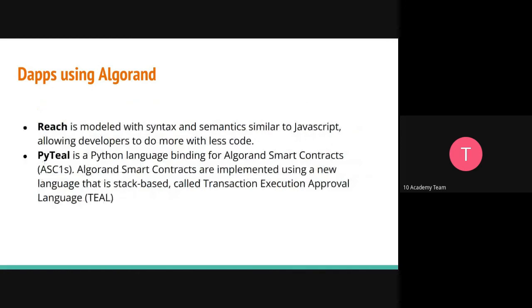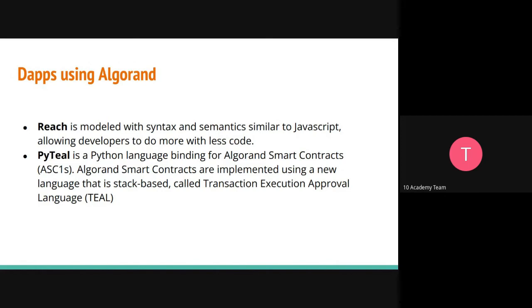Reach is modeled with a syntax and semantics similar to JavaScript, so it looks a lot like JavaScript. There are some features that make it different, but Reach is really similar to JavaScript. If you are a JavaScript developer, or if you're familiar with JavaScript, you can use Reach to create your smart contracts and your dApps, and it allows developers to do more with less code. Like we said, it's JavaScript, so it's going to be easier.